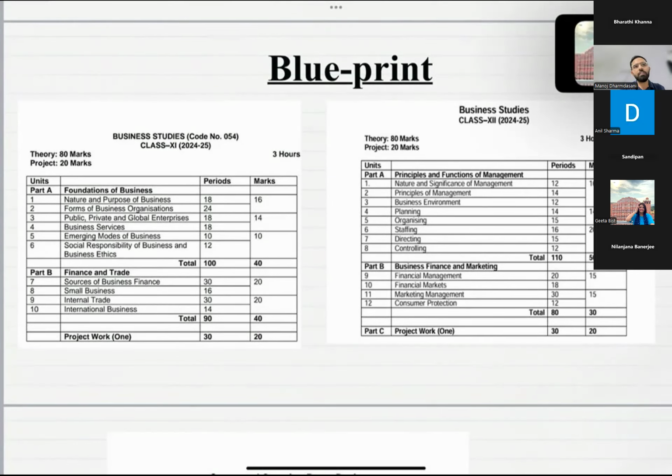So, in spite of this, we should tell our students to prepare each and every chapter in a similar manner. But yes, if a particular chapter is very lengthy, you should devote more time to preparing it, compared to chapters which are not lengthy, like chapter number 8, controlling, chapter number 3, business environment, as well as chapter number 12, consumer protection. But unit division works like this only.